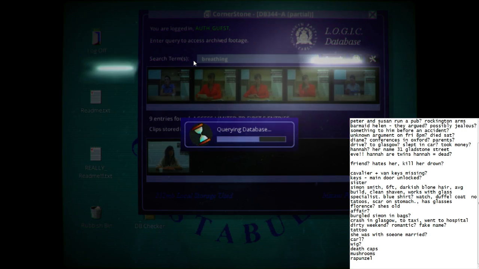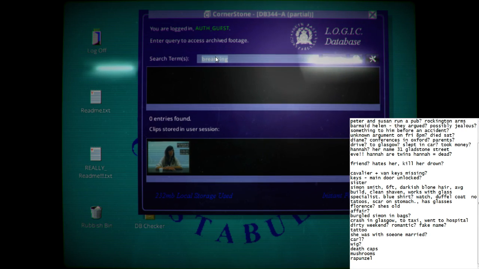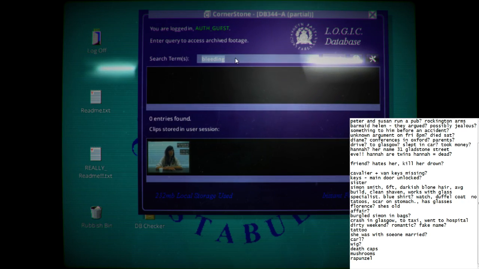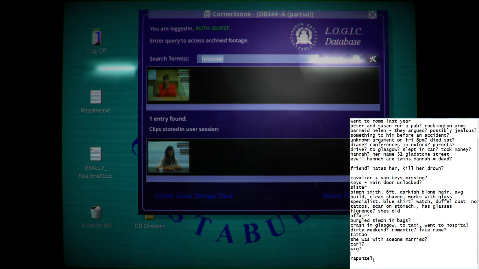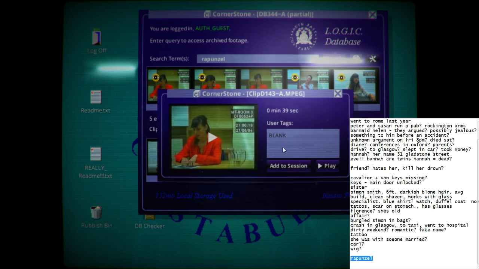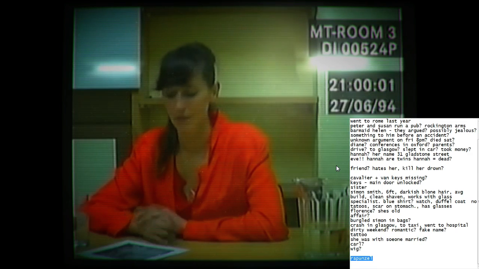Let's have a look for the term breathing. Nope. Bleeding? Nope. Intruder. Just the one mention. Right, so death caps, that, blah blah blah, Rapunzel. I don't know if that's going to help. There's probably going to be one other reference to it. No, there's a few actually. Let's have a look at these.